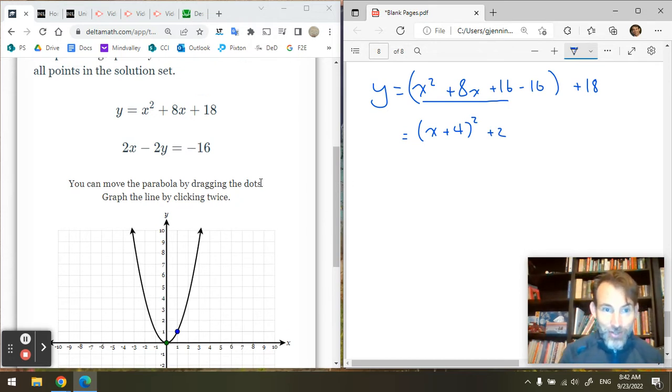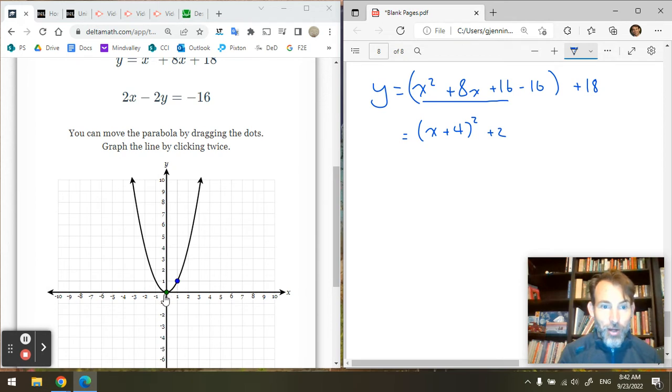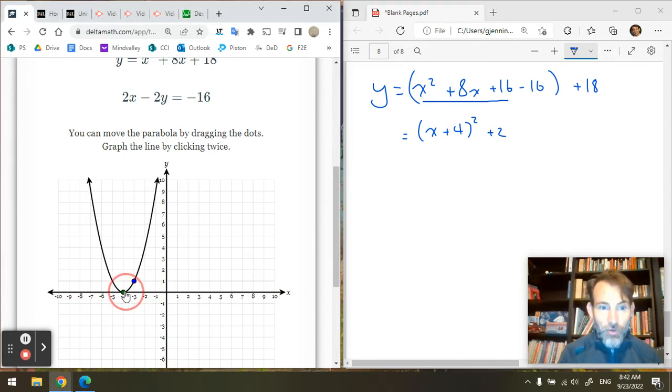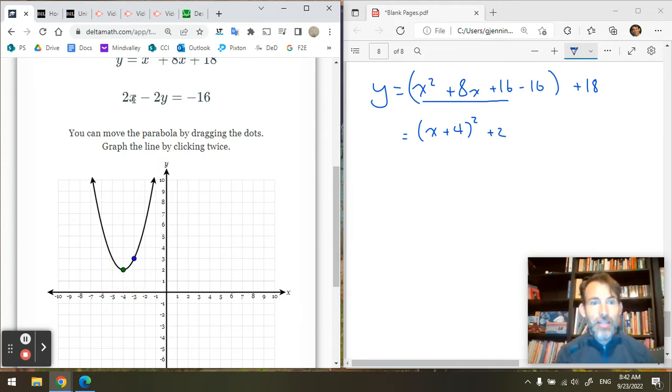And then we move it around. You move the parabola by dragging the dots. So I'm going to drag the vertex over to -4 and up to 2. Okay, so there's that. And then 2x minus 2y equals minus 16.